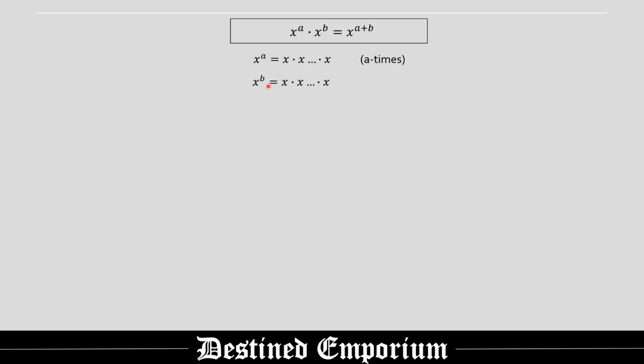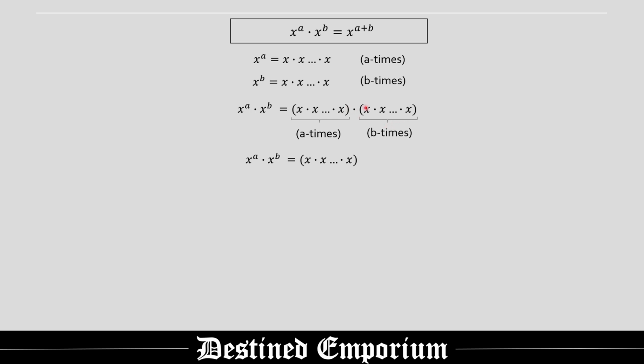And likewise, we could do the same for the b term. So here we're going to have b times of x. So if you decide to multiply these two together, you are going to have this, where this bracket over here corresponds to the a times, and this bracket over here, the b times. So you're going to have a times of this x and b times of this x.